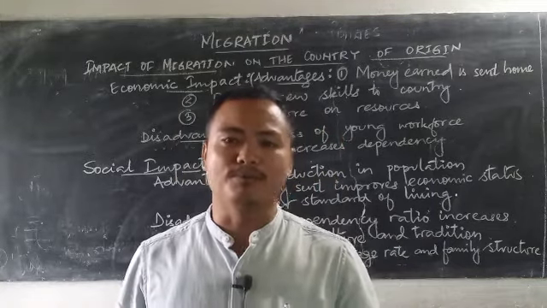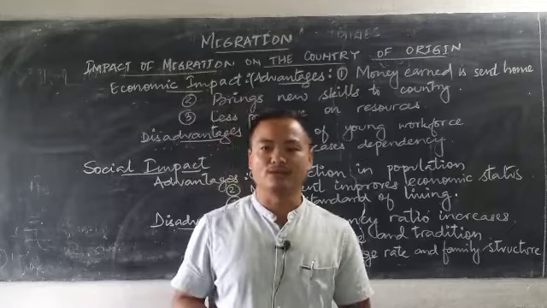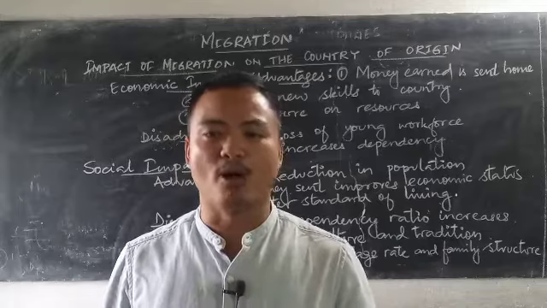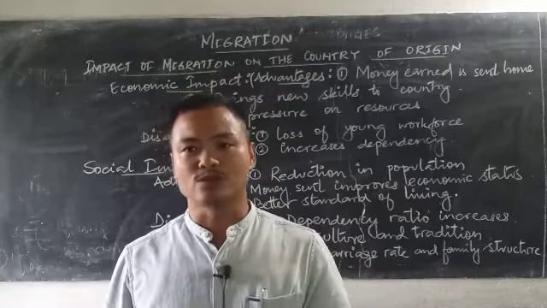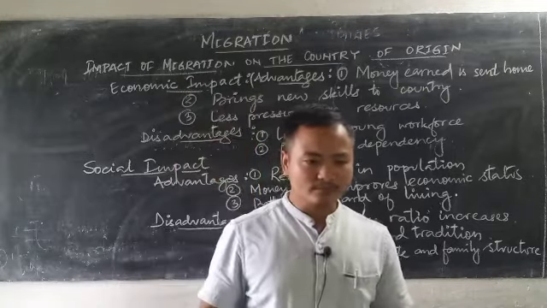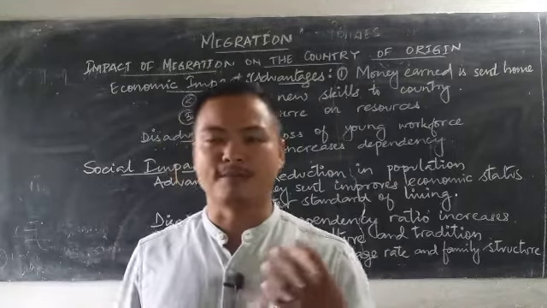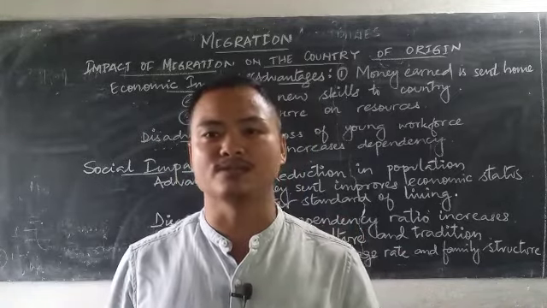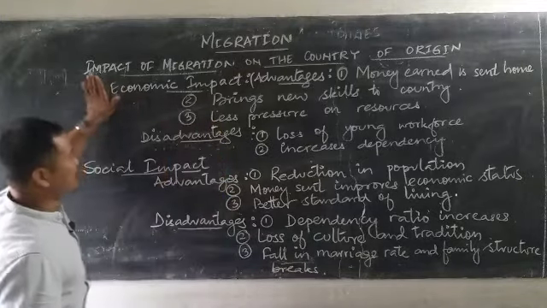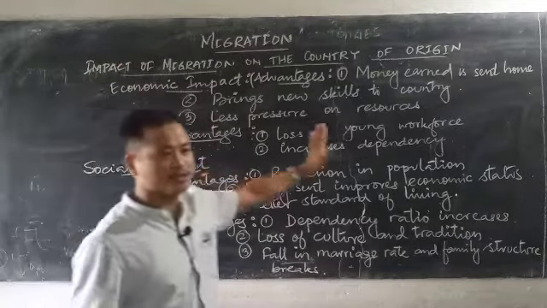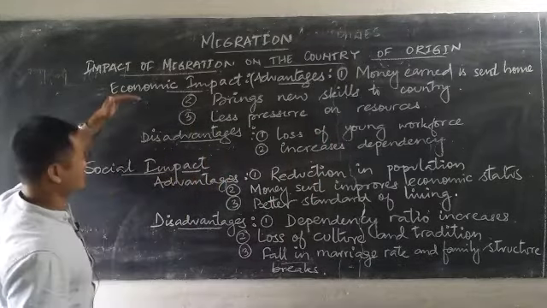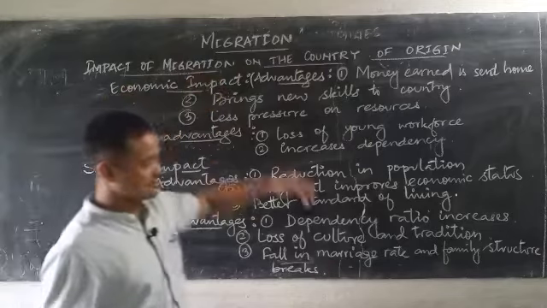When we talk about migration and its impact, a major concern is the impact that is placed on the population of a place. So the movement of this population creates a lot of disparities for the source country as well as for the host country. First we will be discussing the impact of migration on the country of origin, or you can also call it the source country. So first let's have a look at its economic impact, its advantages.